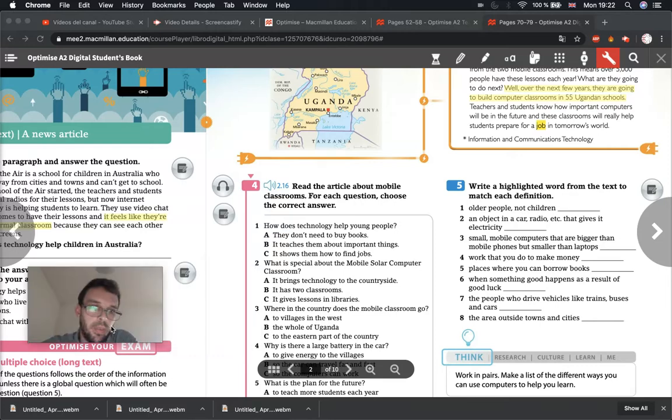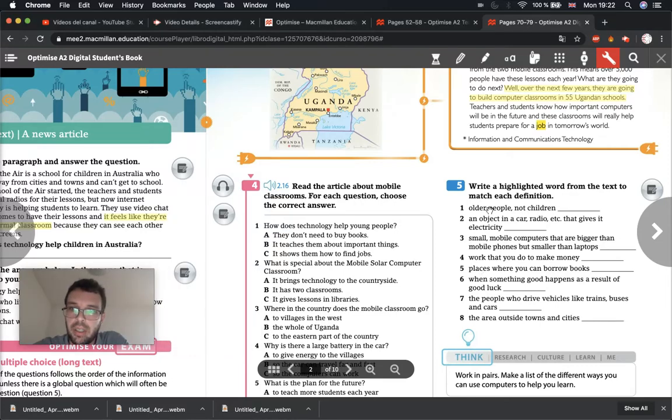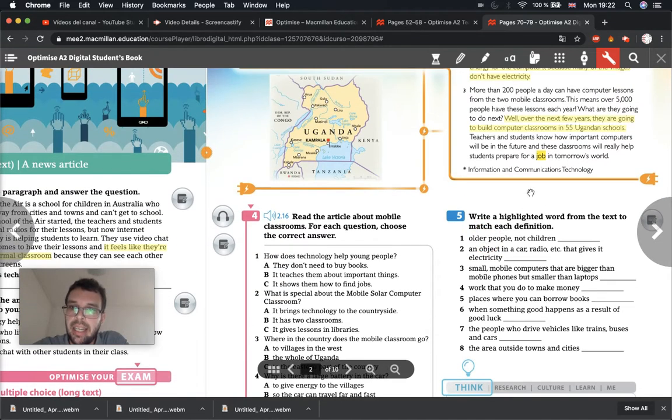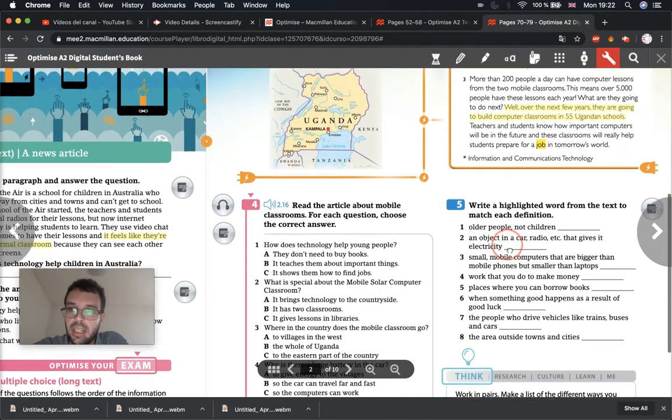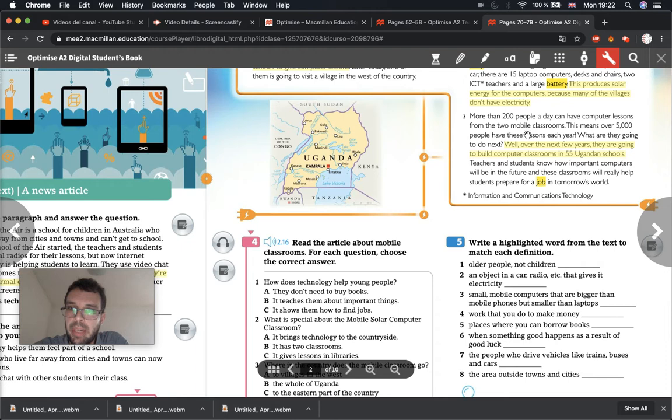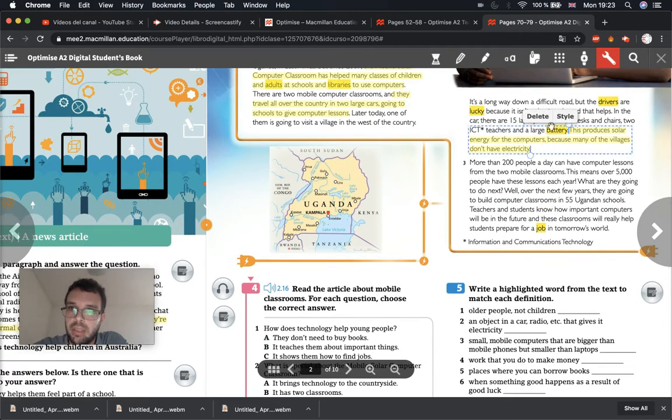Okay, so these words. We have to look at them in the text, and then think about what they mean. So we're figuring out the meaning of these words by looking at the context in the text. Okay, I'm going to delete this.